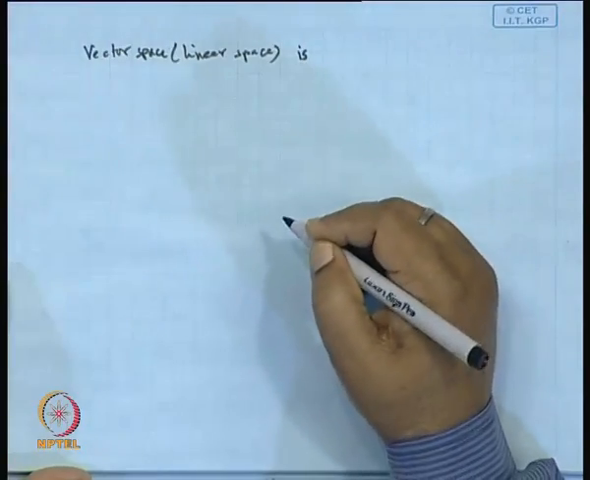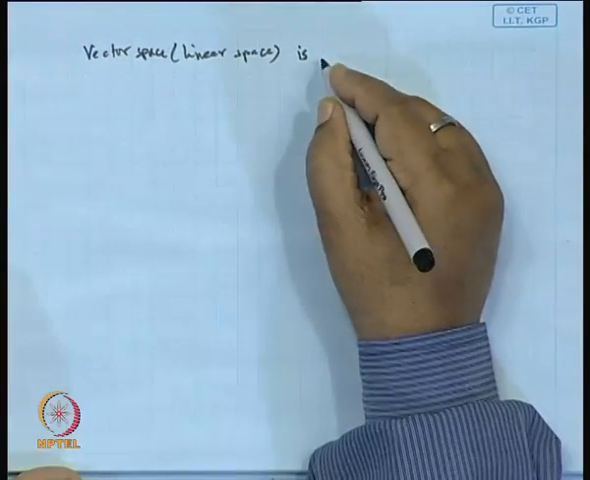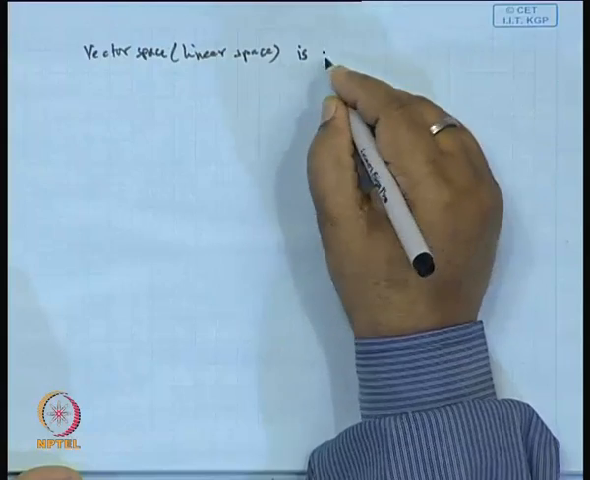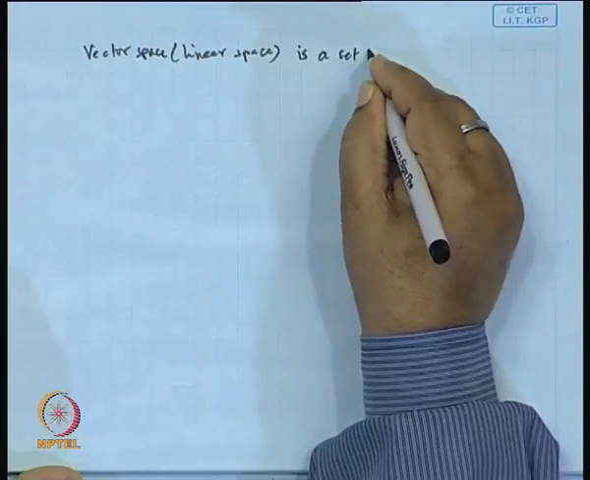So, today we will discuss what is the vector space first, and then how to introduce the concept of the distance with the help of norm on this vector space. Okay. So, let us see what is the vector space. Vector space, some authors also call it a linear space. Vector space or linear space is a set X.